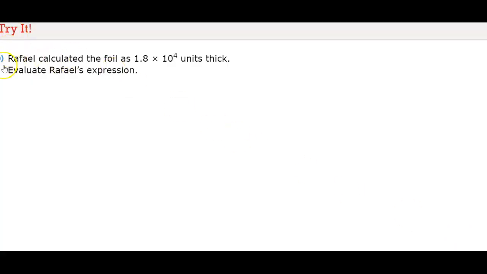Now let's look at the try it. Raphael calculated the foil as 1 8/10 times 10 to the power of 4 units thick. Evaluate Raphael's expression.